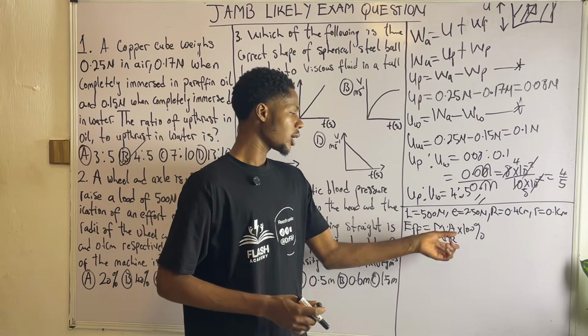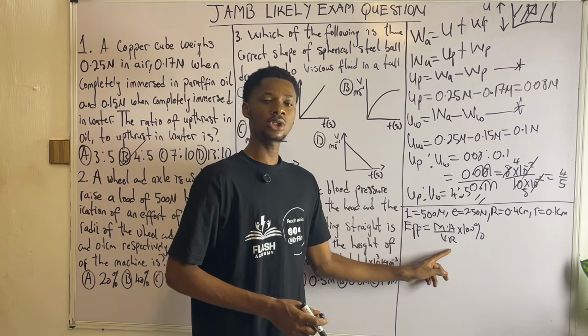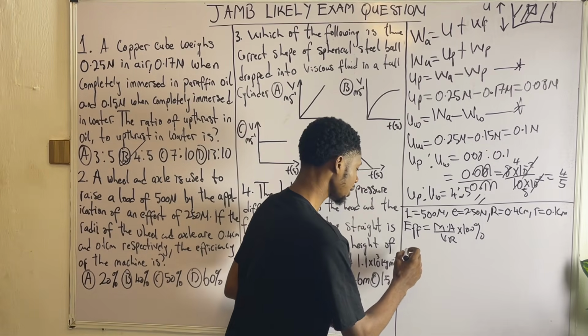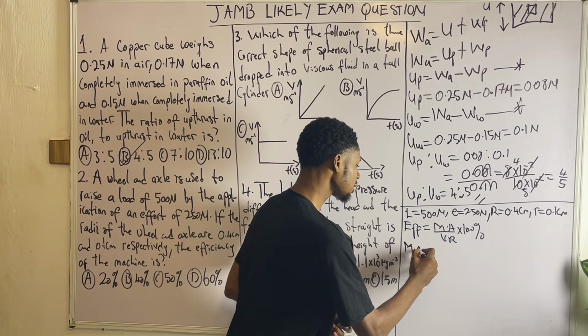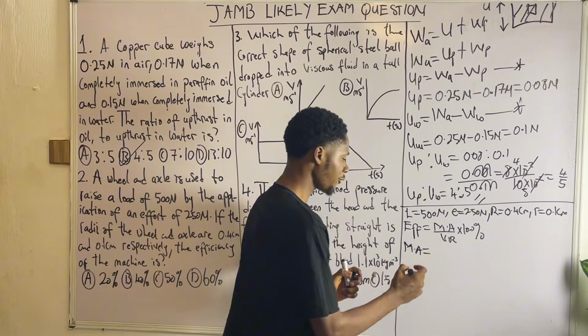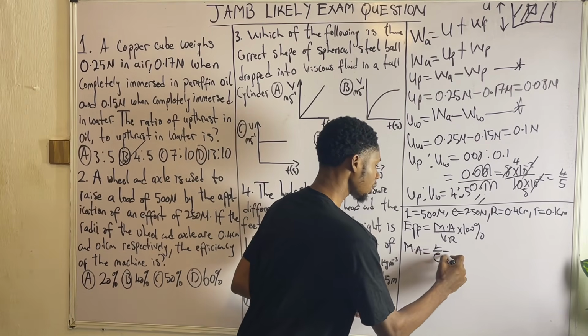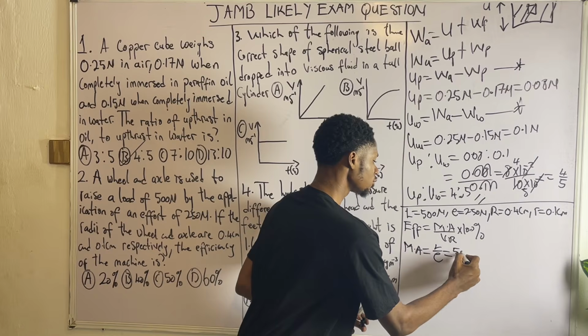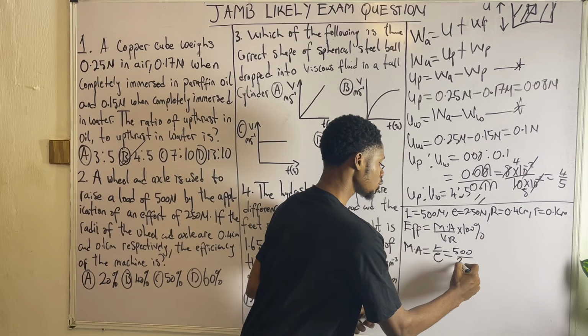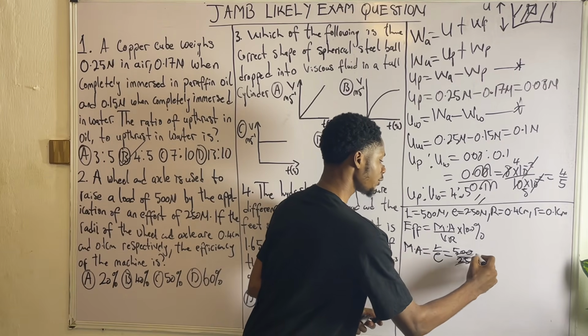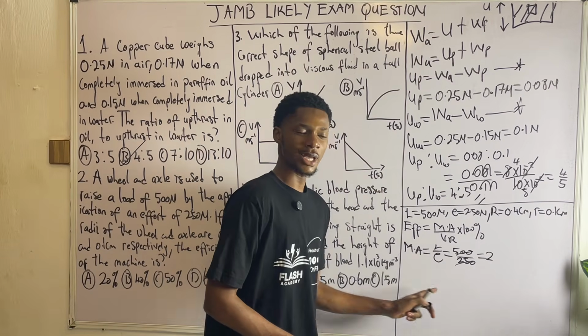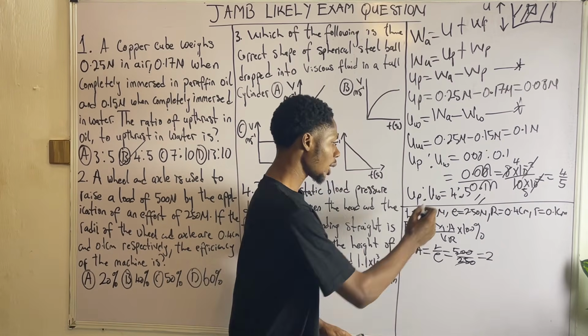But before we use this formula, we need to know mechanical advantage and we need to know velocity ratio. Okay, now what is mechanical advantage? Mechanical advantage is equal to load over effort. That's the formula, load over effort. Now what's the load given in the question? We have 500 divided by what's the effort? We have 250. Now 500 divided by 250, that gives us what now, 2. Okay, it has no units. Take note.